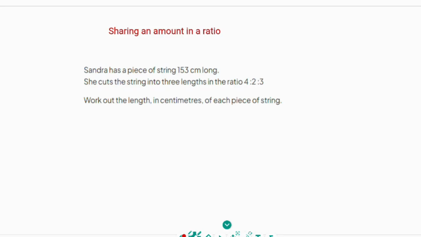I'm going to start with sharing an amount into a given ratio. Sandra has a piece of string 153 centimetres long. She cuts the string into 3 lengths in the ratio 4 to 2 to 3. Work out the length in centimetres of each piece of string. So this 153 centimetres represents this whole ratio. I always consider boxes a ratio. It helps to explain all the different types of questions.